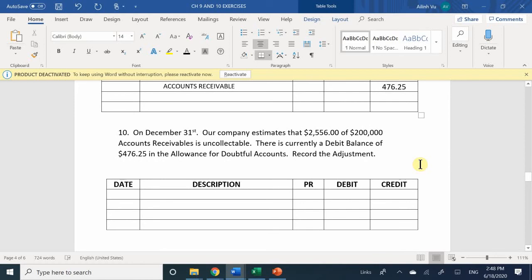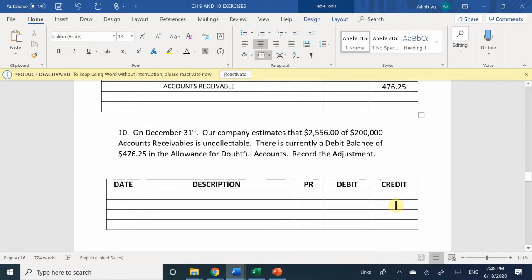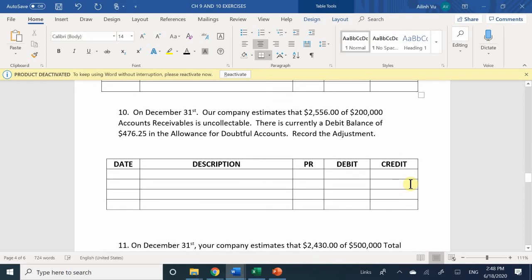All right. So number 10, December 31st. Our company estimates that $2,556 out of our $200,000 accounts receivable is uncollectible. There is currently a debit balance of $476.25, from customer A. So in the allowance for doubtful accounts, how do you record this adjustment?